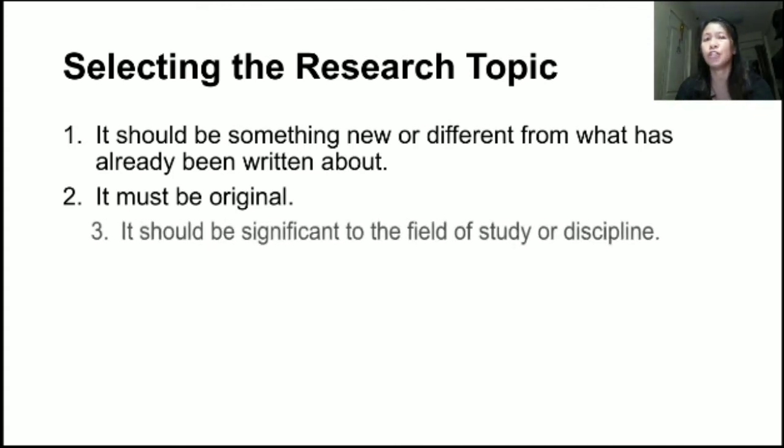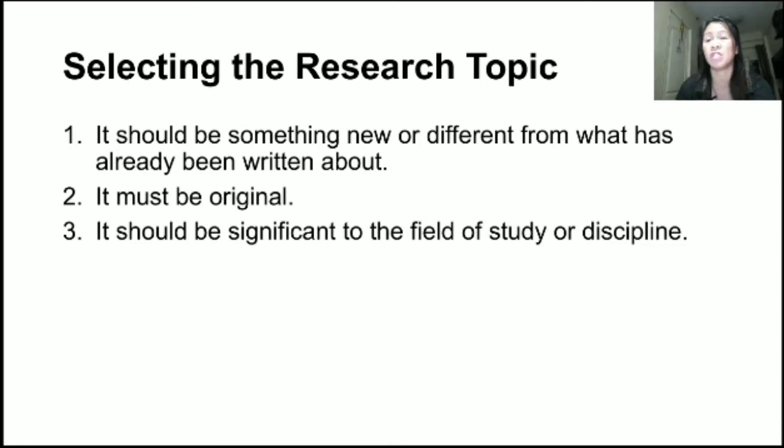Number 3, it should be significant to the field of study or discipline. A research is not worth conducting if it has no significant impact. A research should fill up a certain gap in a certain field. For example, many studies about students' performance have been conducted by many researchers, and many theories have been established about this. But has there been a study about the performance of senior high school, for example, in the Philippines in relation to the preparedness of students in the current curriculum?